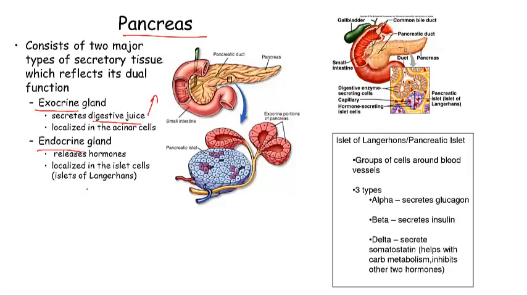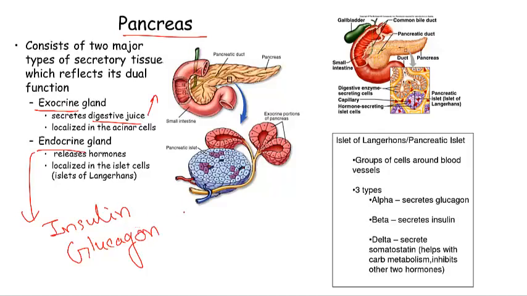So let's look at it. This is a large gland, but it's a kind of mixed gland. It's not only an endocrine gland, it's an endocrine and exocrine gland. So there are two major hormones secreted by the pancreas as an endocrine gland. One is insulin, another one is glucagon. These are the two hormones secreted.